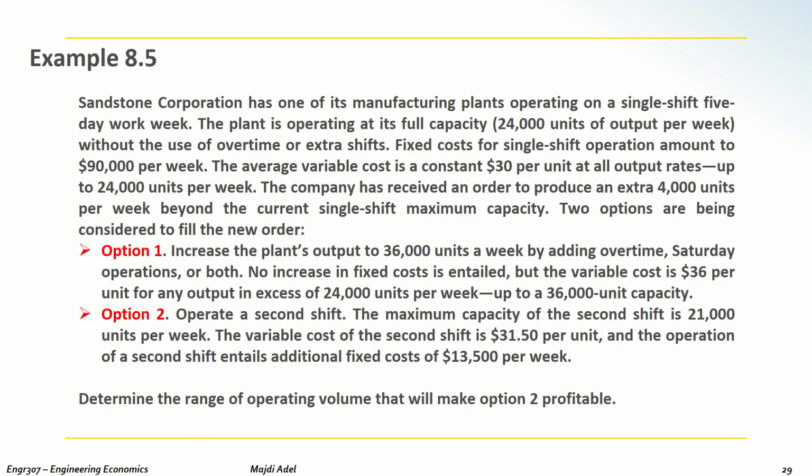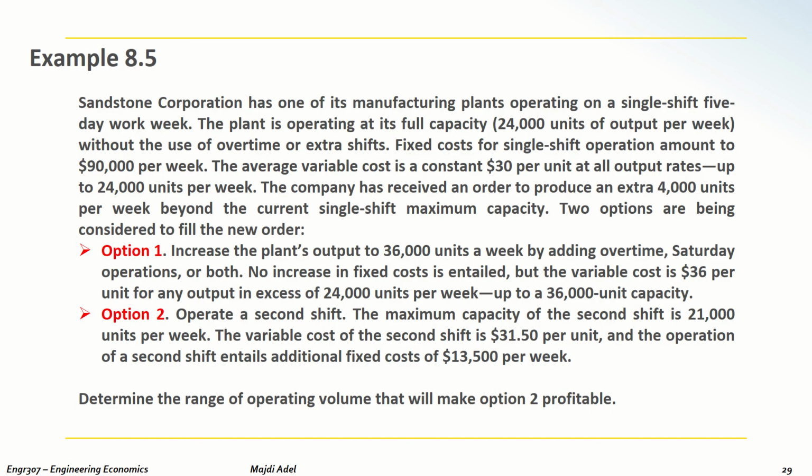Okay. Two options are being considered. They now have two options to produce the extra 4,000 units per week. The first option is to increase the plant's output to 36,000 units per week by adding overtime on Saturday. They bring the employees in on their day off, Saturday, and pay them overtime.